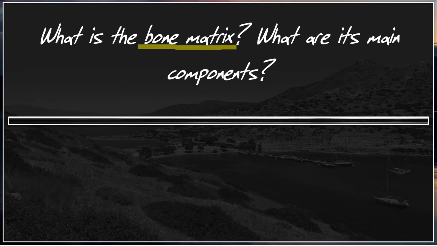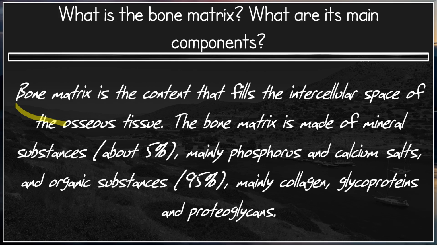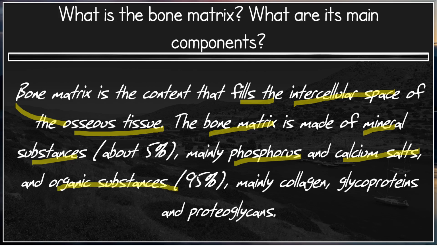What is the bone matrix? What are its main components? The bone matrix is the content that fills the intercellular space of the osseous tissue. The bone matrix is made up of amino substances, about 5%, mainly phosphorus and calcium salts, and organic substances around 95%, mainly collagen, glycoproteins, and proteoglycans.